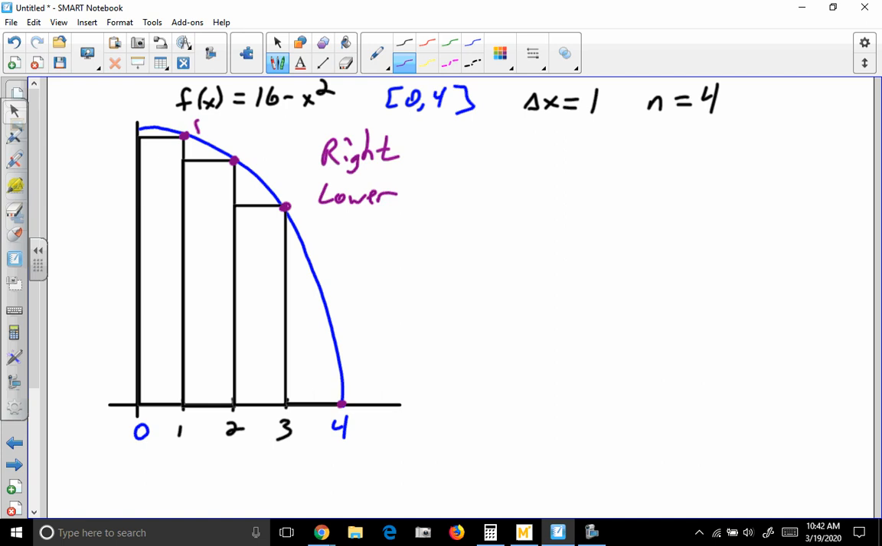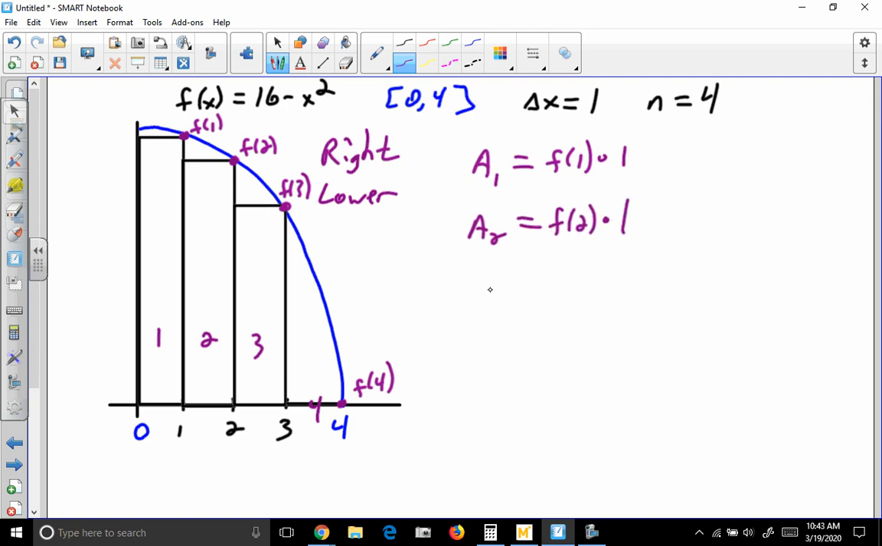So this is f of 1, this is f of 2, this is f of 3, and this is f of 4. So if we number these, the area of the first rectangle, the length is given by f of 1, and the width is 1. For the second one, the length is given by f of 2 with a width of 1. The third rectangle has a height of f of 3 and a width of 1. And the next one has a height of f of 4 and a width of 1.